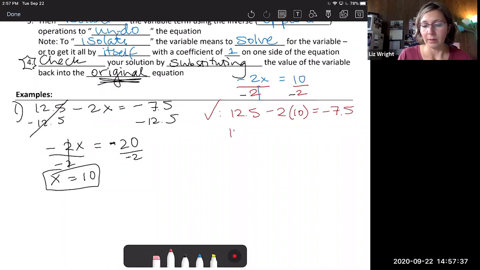All right, 12.5 minus 20. And again, we're running an algebraic test. Does the left-hand side equal the right-hand side? And then does that equal negative 7.5? Well, if you take 12.5 and you subtract 20, so if you take 13 and you subtract 20, we're going to get negative 7, right? So if it's 12.5 minus 20, it's going to give us, hang on a second, our negative 7.5.